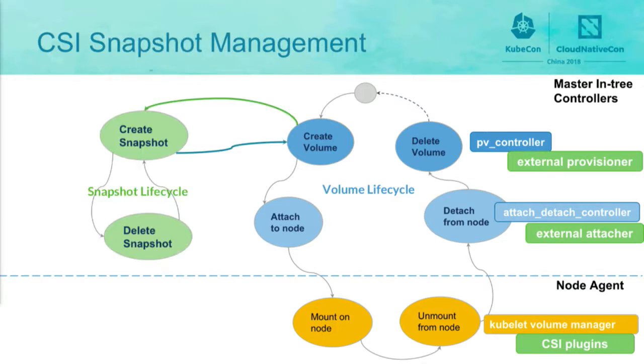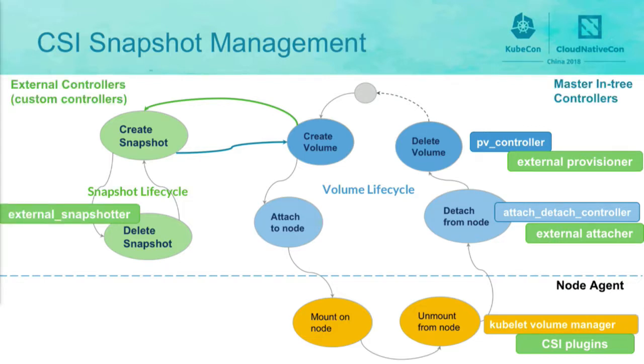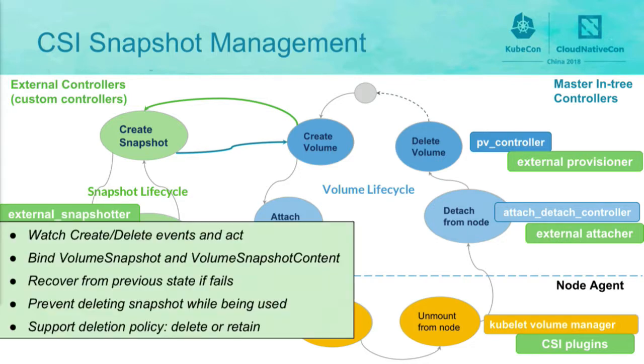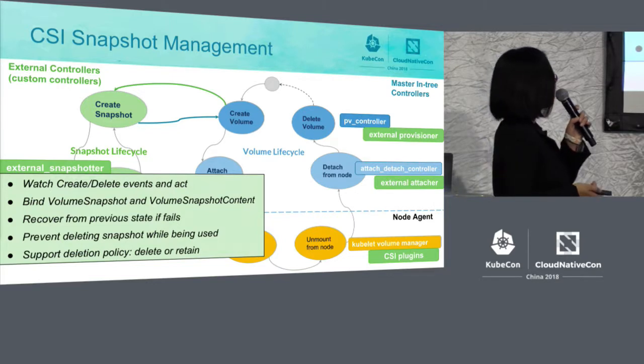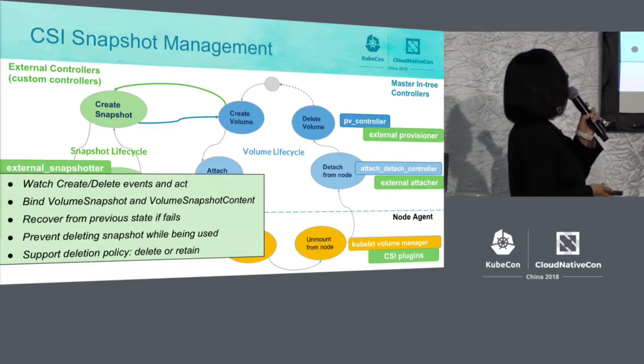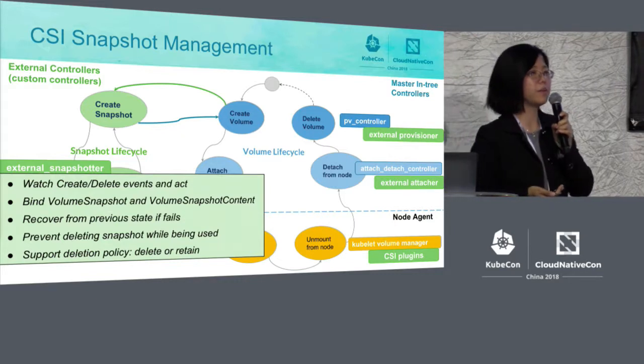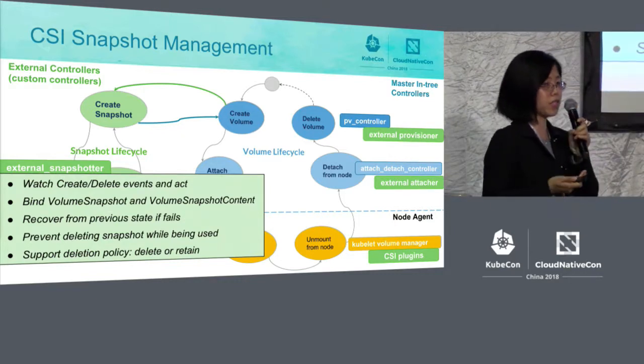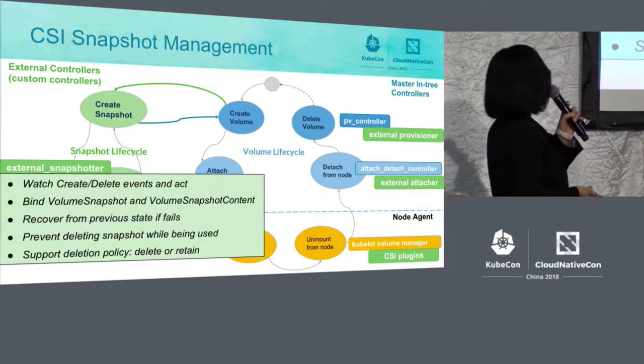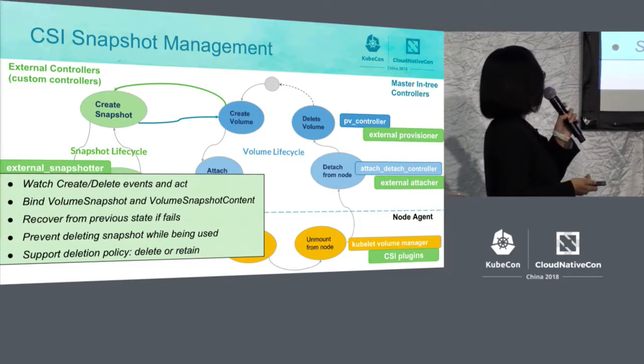Now for Snapshot, we have Snapshot lifecycle management. And it is controlled by external snapshotter. And there is a list of things snapshotters need to do. Similar to PV controller, you need to watch creation, deletion, events of snapshots, and take actions, and also bind snapshot and snapshot content objects. It also needs to make sure to recover from the previous state when it fails, when the controller restarts. And also we are adding features like to have some protection.